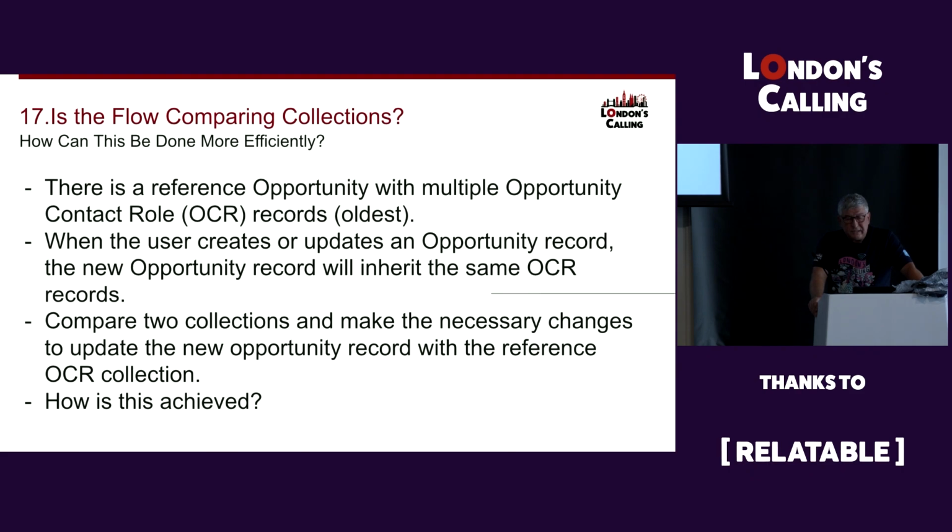Number 17 is the flow comparing collections. Sometimes people will come at me with a use case or user story, and it's always related to junction objects. For example, there's a reference opportunity with multiple opportunity contact role records, the oldest one, let's say. When the user creates or updates an opportunity record, the new opportunity record will inherit the same OCR records, compare two collections, and make the necessary changes to update the new opportunity records with the reference OCR collection, and keep it in sync maybe.